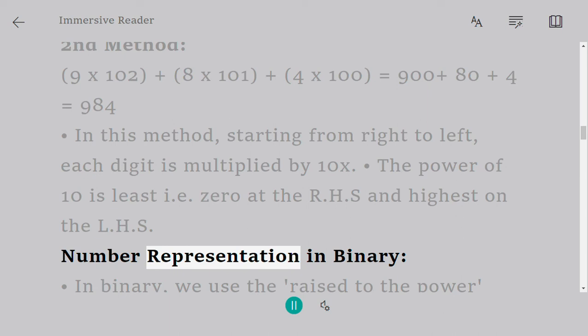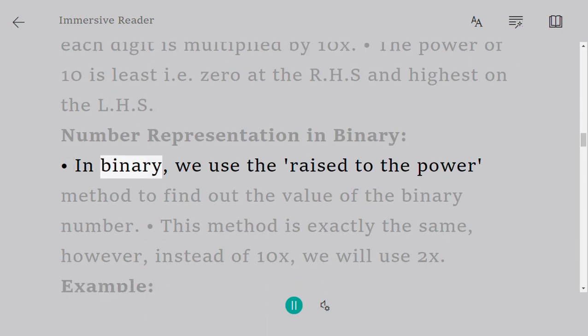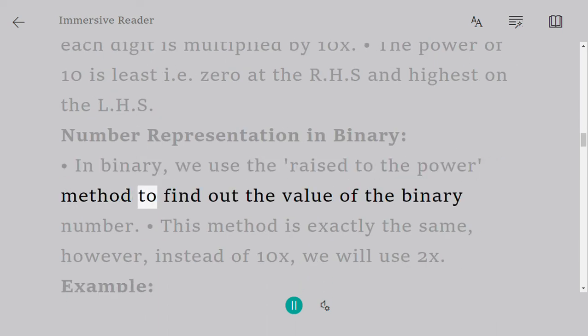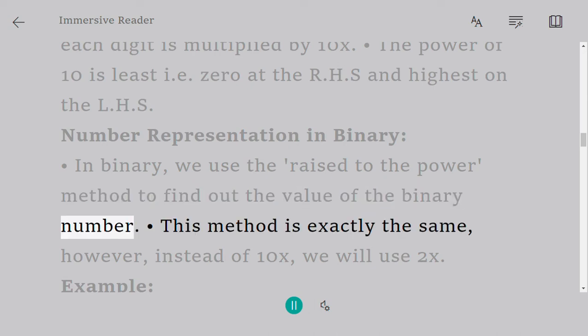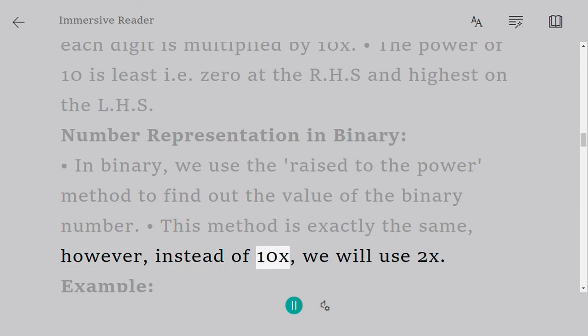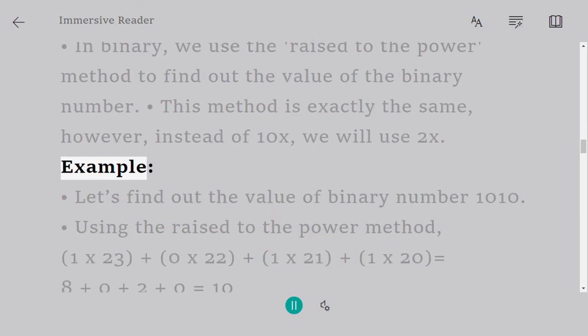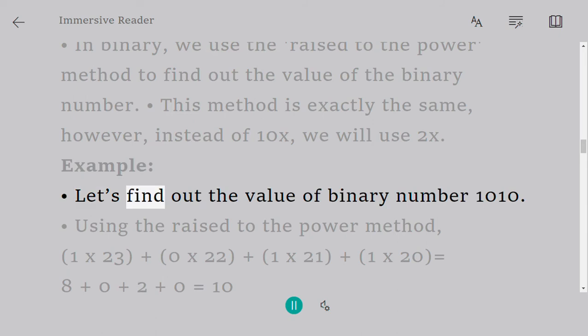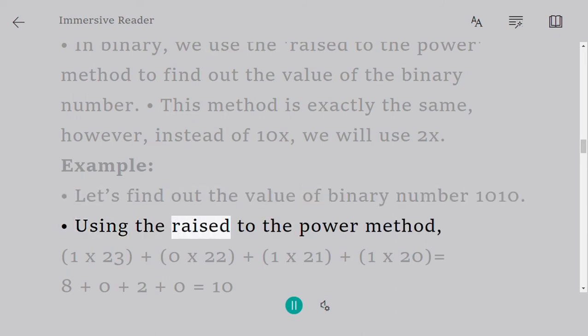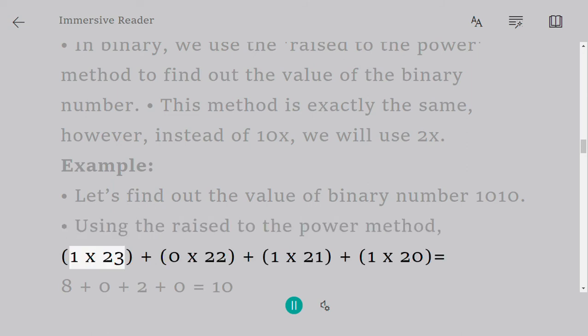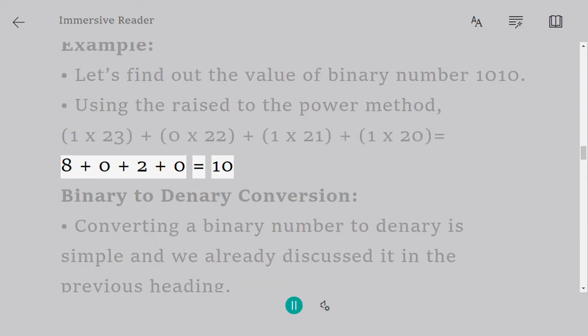Number representation in binary. In binary, we use the raised to the power method to find out the value of the binary number. This method is exactly the same, however, instead of 10^x, we will use 2^x. Example. Let's find out the value of binary number 1010. Using the raised to the power method, 1 by 2^3 plus 0 by 2^2 plus 1 by 2^1 plus 0 by 2^0 equals 8 plus 0 plus 2 plus 0, which is equal to 10.